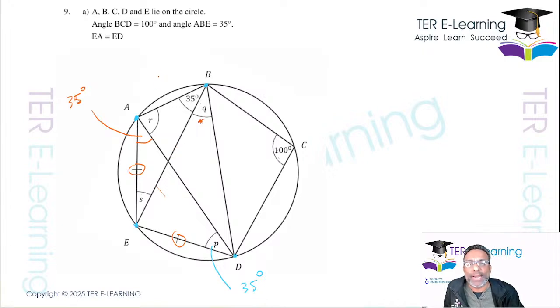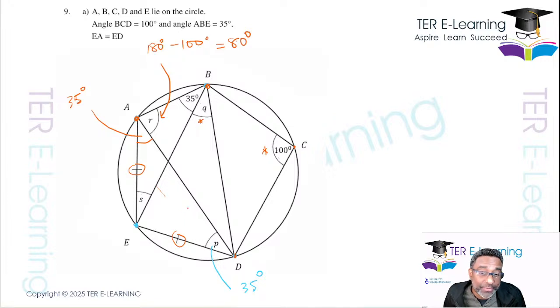Well, I'm going to work out angle R because I can work out angle R one time, right? Because I have a cyclic quadrilateral here. A, B, C, and D. That's a cyclic quadrilateral. So if this is 100, I know that R has to be 180 minus 100, right? And that's going to be equal to 80, right? So I'm just working out all the angles that I can work out one time, right? What else?